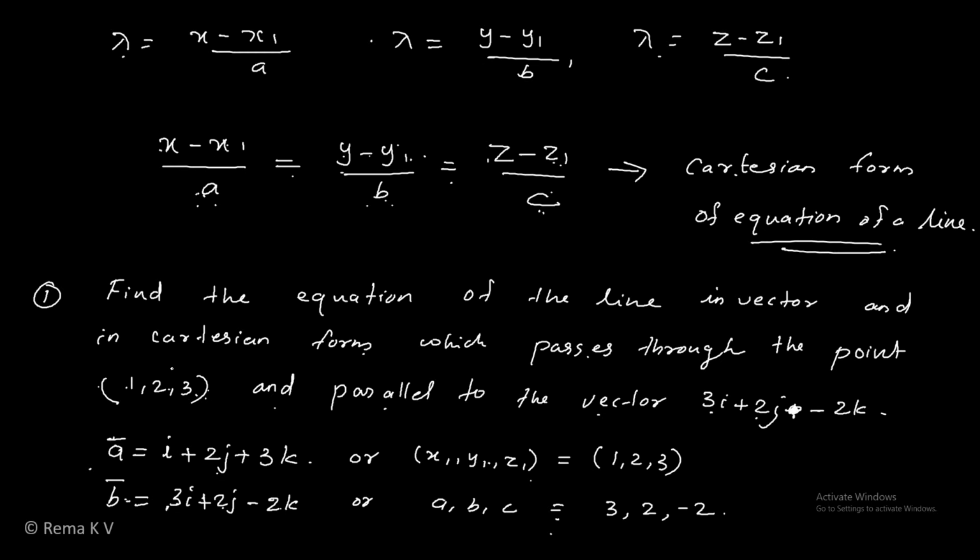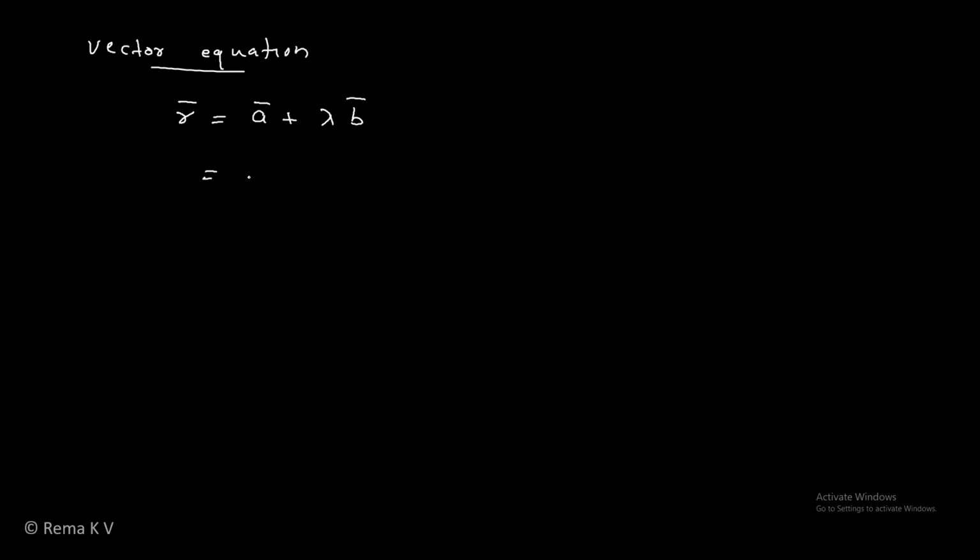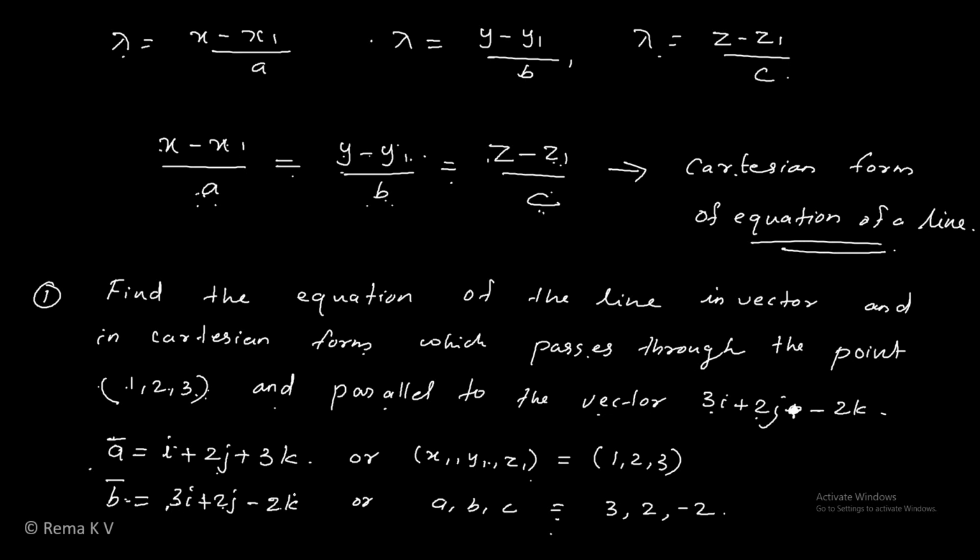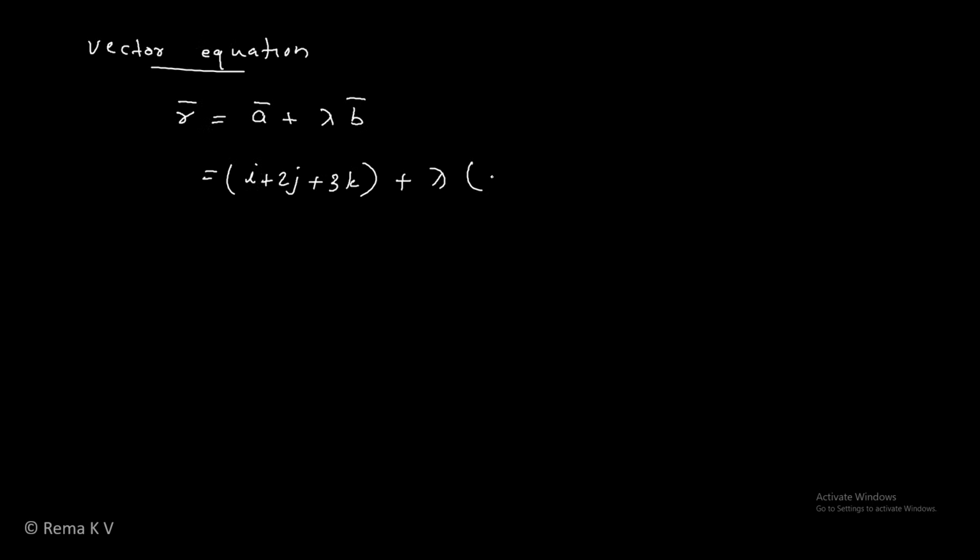Let us write the vector equation now. The vector equation is r is equal to A plus lambda B. Here you have to apply these values of vector A and vector B. Vector A is i plus 2j plus 3k, plus lambda into B, which is 3i plus 2j minus 2k. No need to simplify. This is the vector equation.